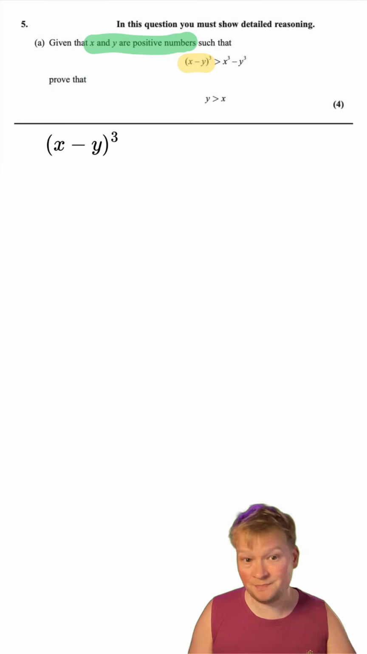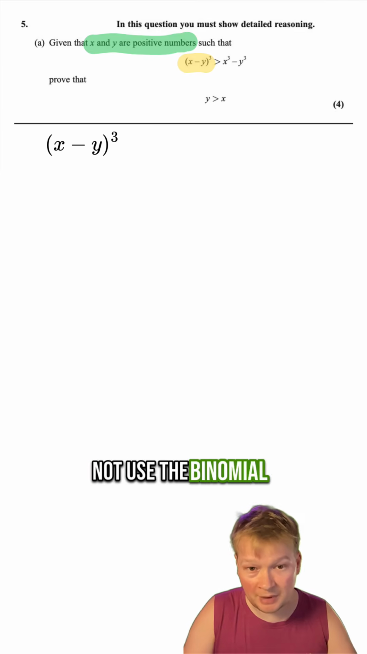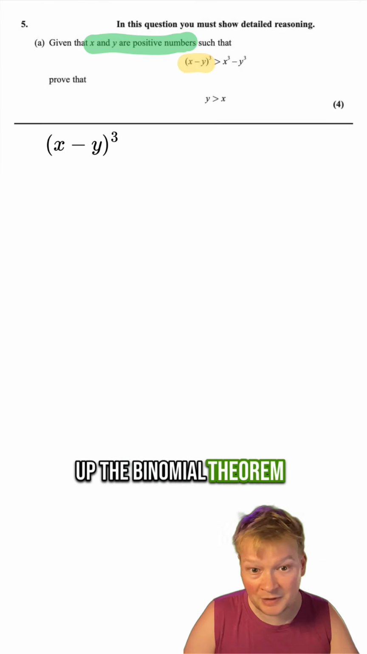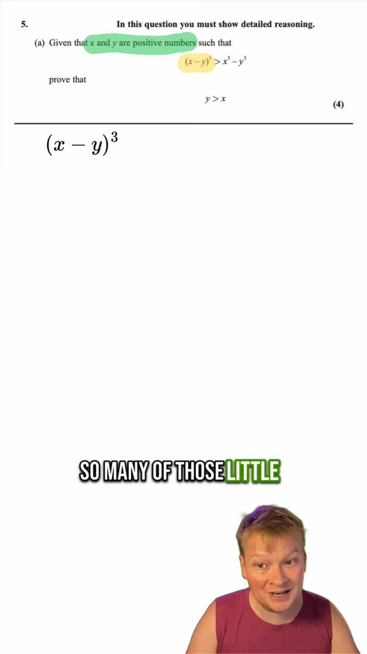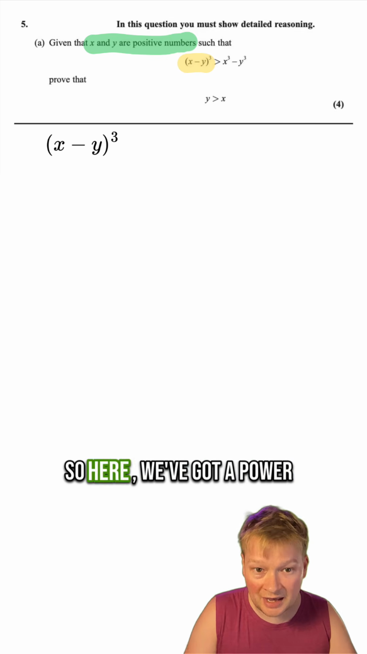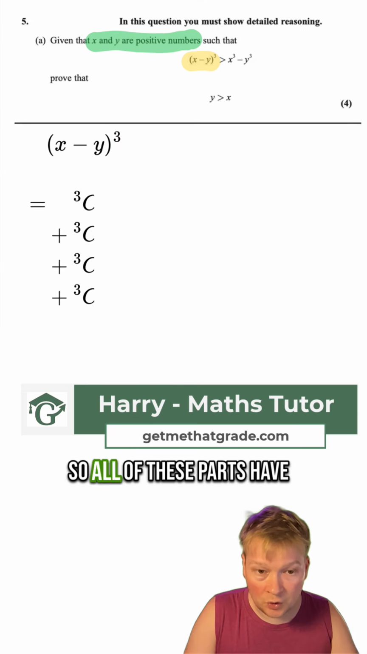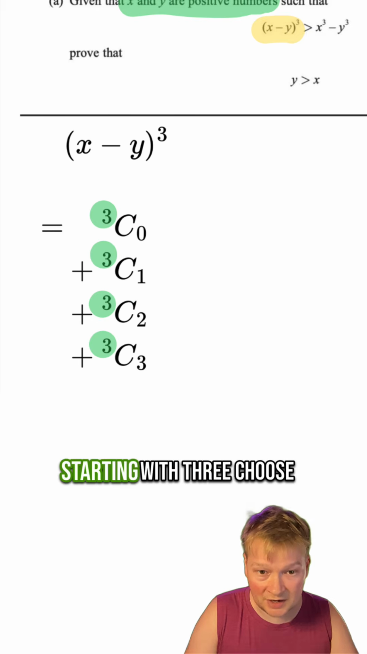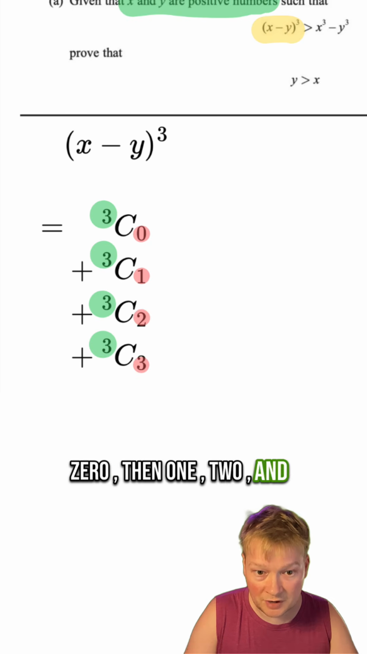Yes, you could expand triple brackets, but why not use the binomial theorem? Let me show you a really quick and cool way to set up the binomial theorem that's going to cut down on so many of those little errors that you might normally make. So here, we've got a power of 3. So all of these parts have 3 choose something. And notice that it's starting with 3 choose 0, then 1, 2, and 3.